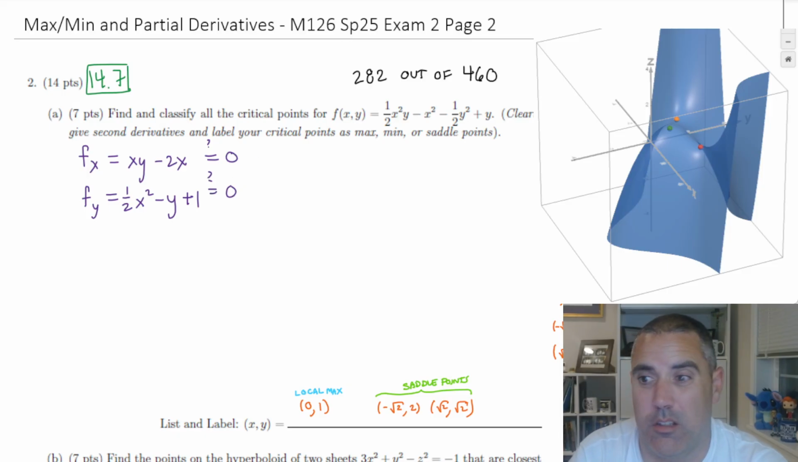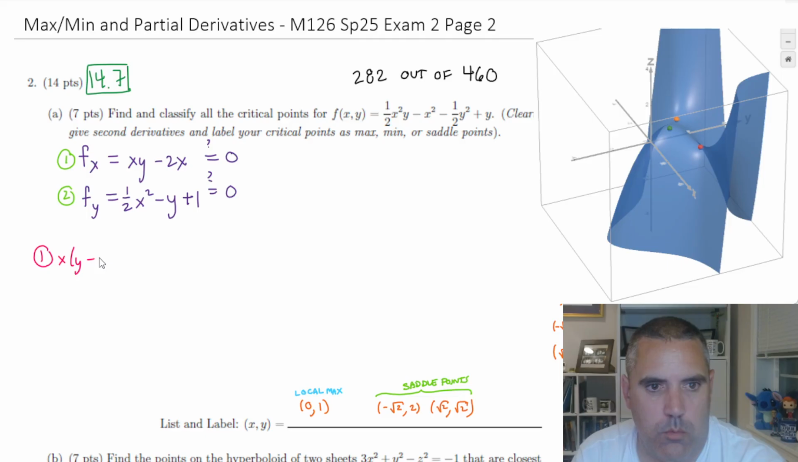Now, I tried to talk a lot in class about the strategy for solving a system of equations. Again, that's not really a calculus skill, but it's something I gave you a very clear path to. So I commented on how you pick whichever one looks simpler, and you always try to factor first. So you get x(y minus 2) equals 0, and that leads to two possibilities. Either x equals 0 or y equals 2.